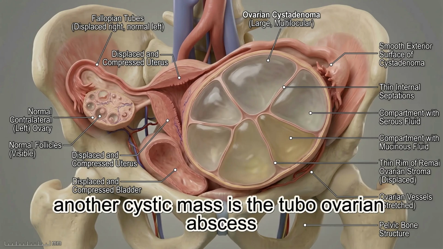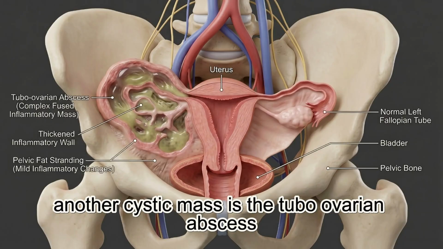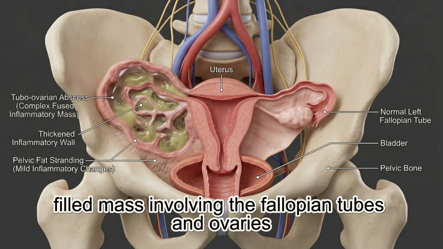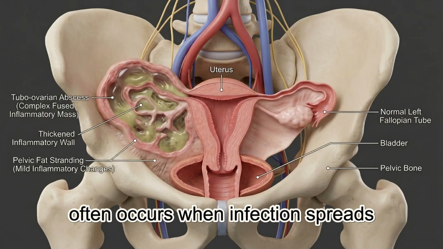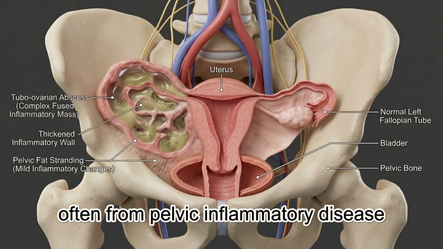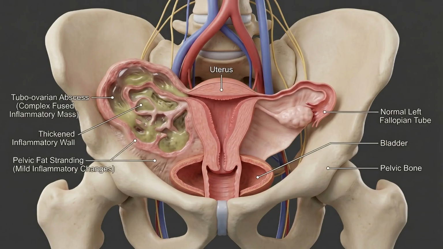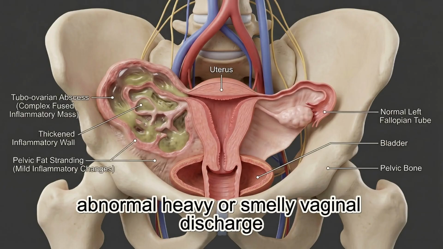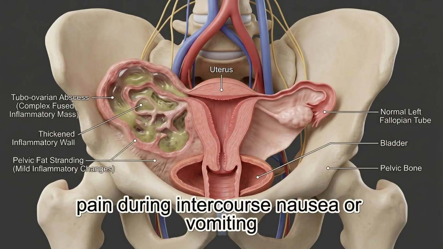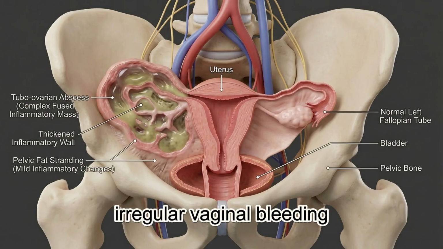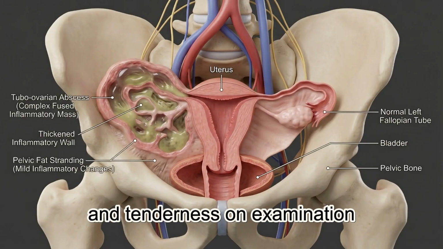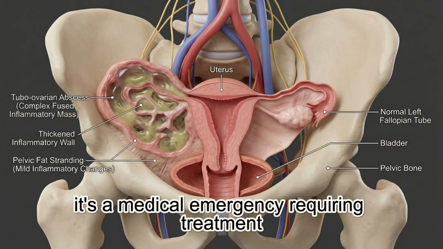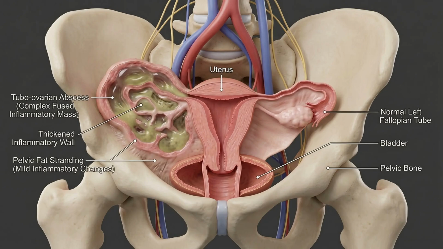Another cystic mass is the tubo-ovarian abscess, a severe pus-filled mass involving the fallopian tubes and ovaries. Often occurs when infection spreads, often from pelvic inflammatory disease, and usually presents with fever, severe pelvic pain, abnormal, heavy, or smelly vaginal discharge, pain during intercourse, nausea or vomiting, irregular vaginal bleeding, and tenderness on examination. It's a medical emergency requiring treatment.